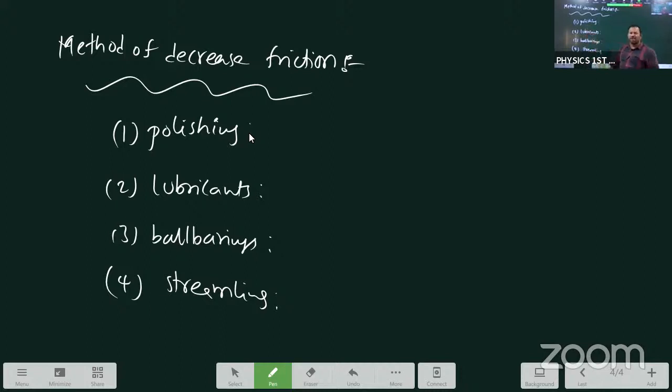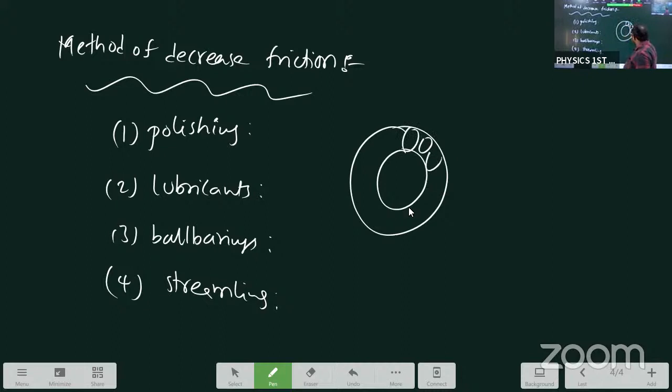Just the side heading is important. When you are writing this answer, concentrate on the side heading. For 4 side headings, you can get 4 marks. Polishing, what do you write? On polishing, friction reduces. You know, in our house, marbles, tiles, all this is polishing only. Polished stones. Lubricants, you know, grease, oil, water sometimes. Ball bearings, you know, everyone. Steel balls are placed inside the ball bearings.